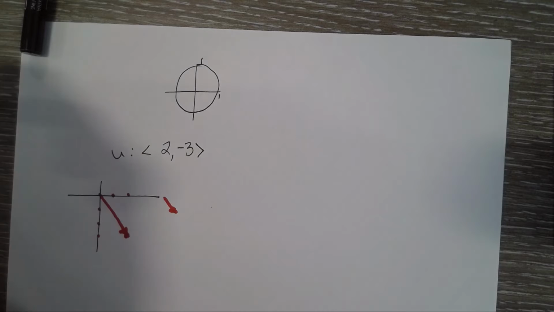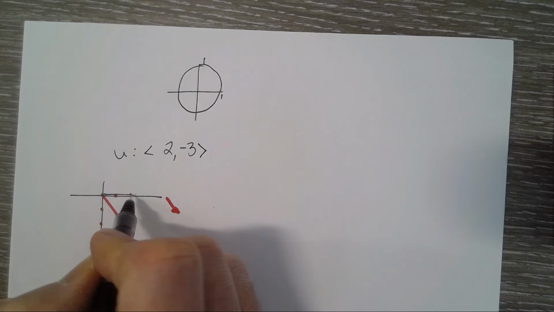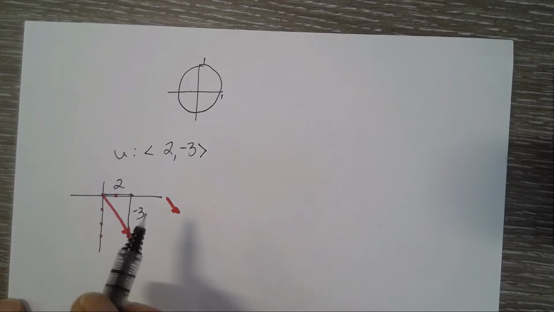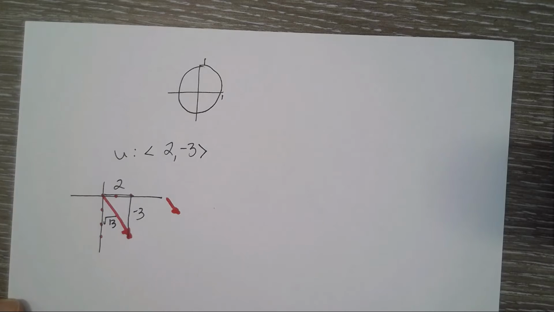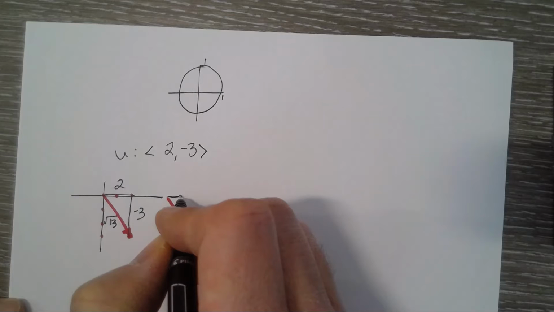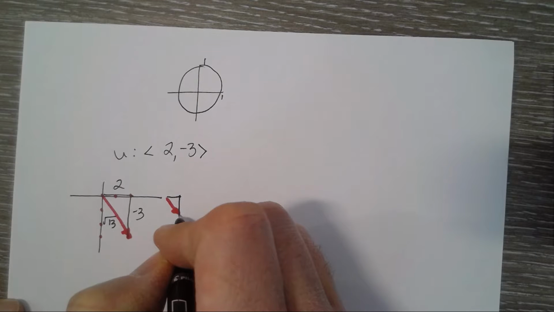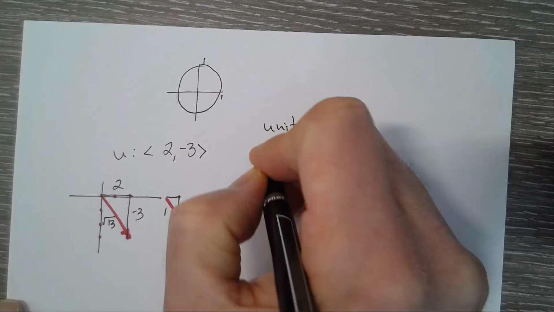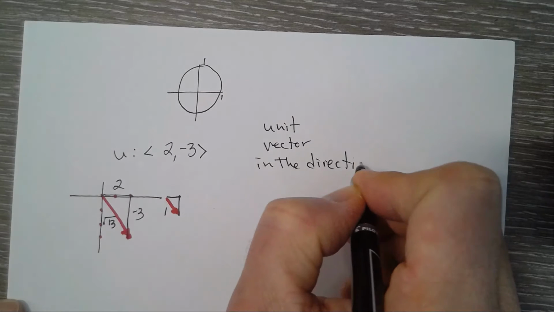So a couple ways to do it. We could set up similar triangles. Well, we know that u is over 2, down 3, and I can find the hypotenuse if I wanted to. 9 plus 4, so that's the square root of 13. So the magnitude of u is the square root of 13. And then I can draw another triangle. The magnitude has to be 1 because we're trying to find a unit vector in the direction of u.